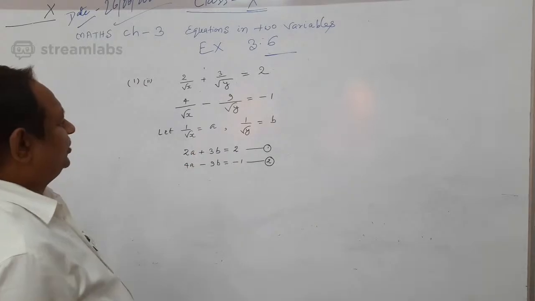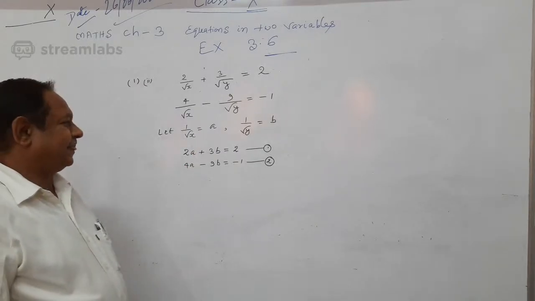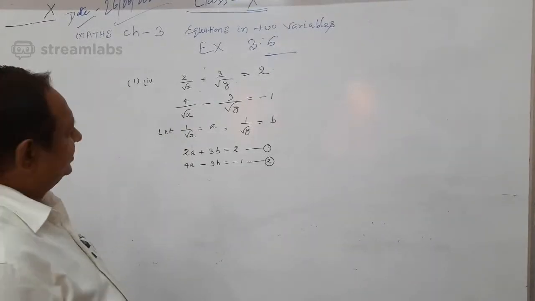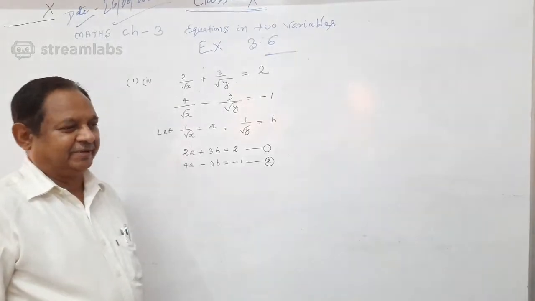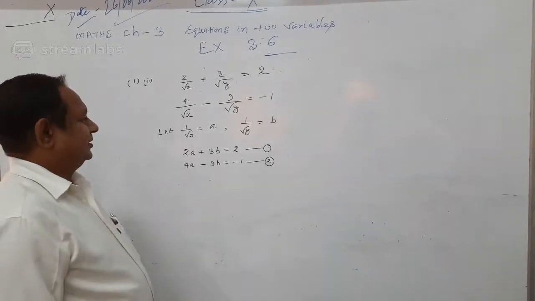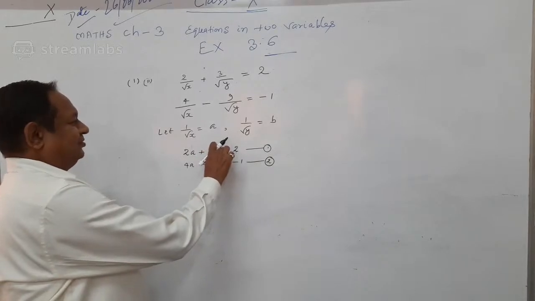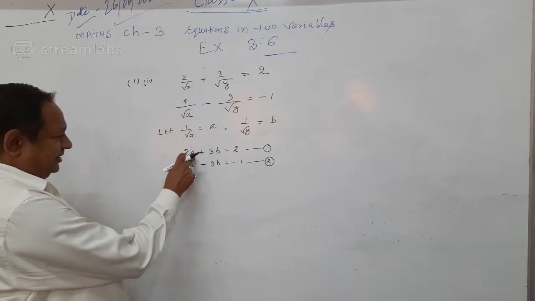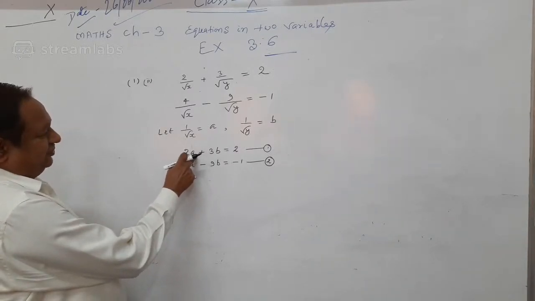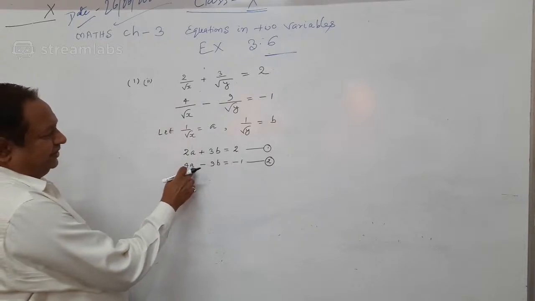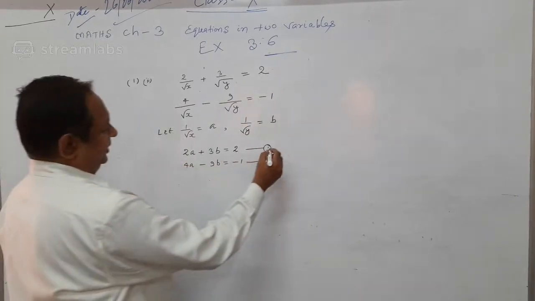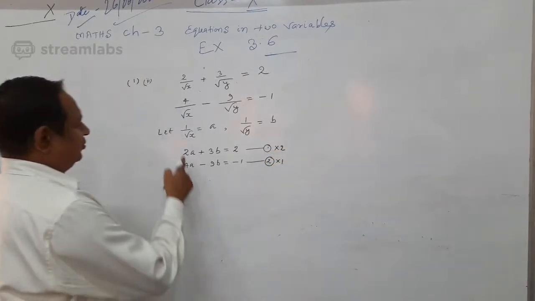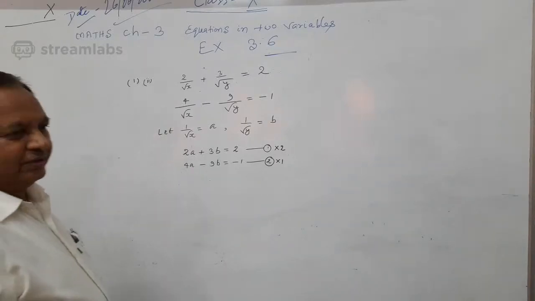You can solve these two equations by any algebraic method, that is by elimination method or substitution method or cross multiplication method. But the easiest way is to solve it by elimination method. Suppose we want to eliminate this a. The coefficient of a is 2. In the second equation, the coefficient of a is 4. If we multiply equation 1 by 2 and equation 2 by 1, the coefficient of a will be equal.